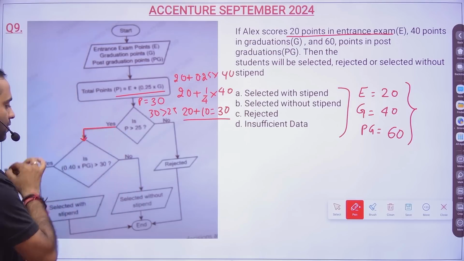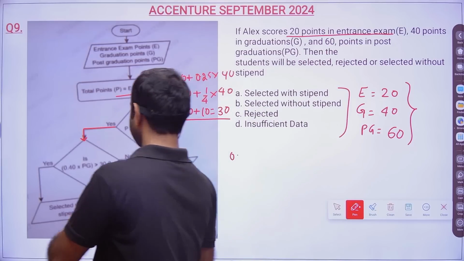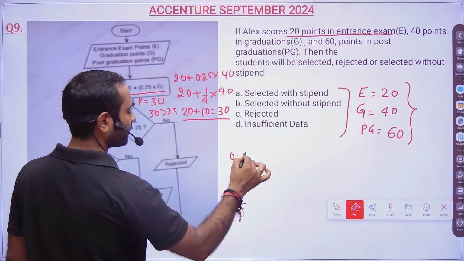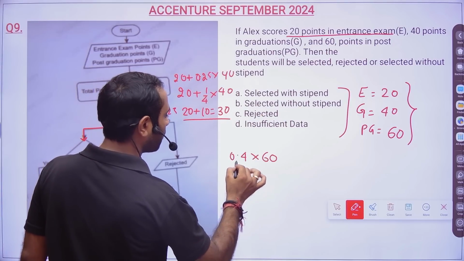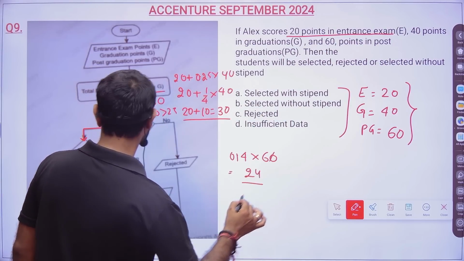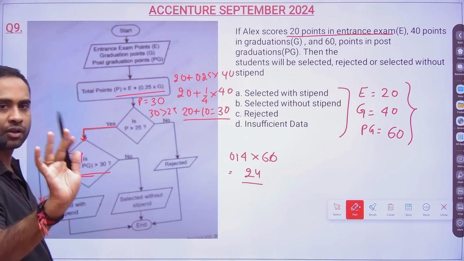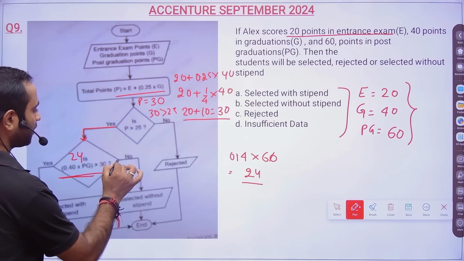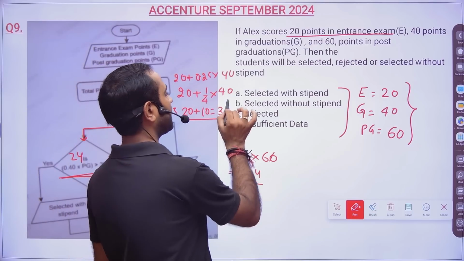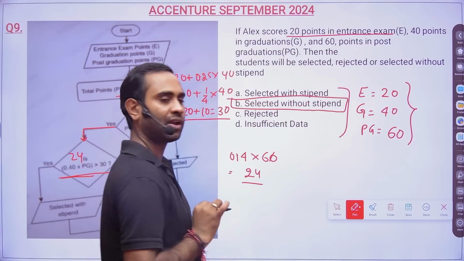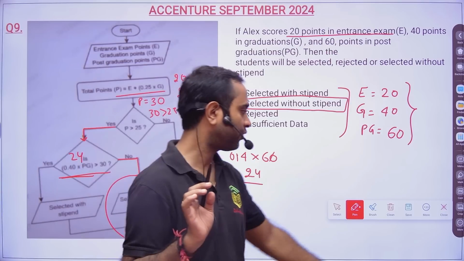Then it will follow this path. Then they are telling is 0.4 into PG. PG is 60, so 0.4 into 60 is 24. Is 24 greater than 30? No, 24 is not greater than 30. Then it will follow this path, and here it says selected without a stipend. So that LX will be selected, but he will not be getting any kind of stipend. So option B will become the correct answer for this flowchart problem.